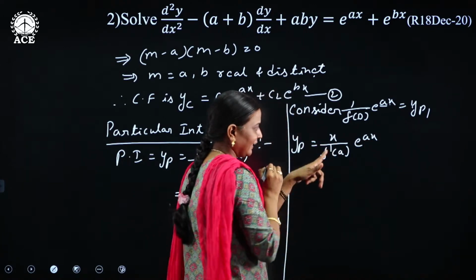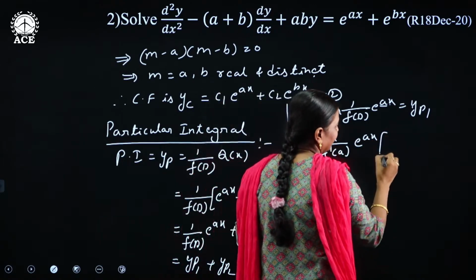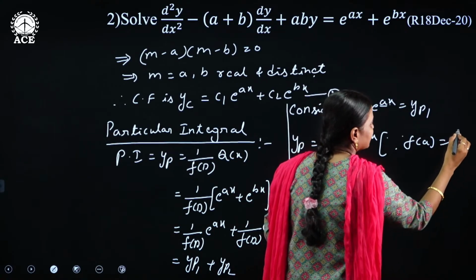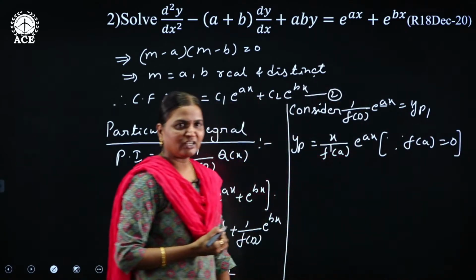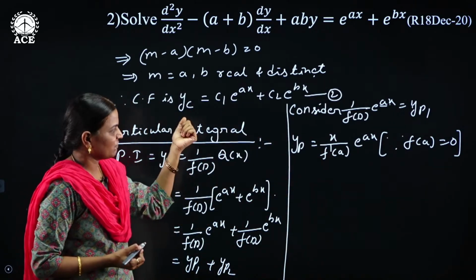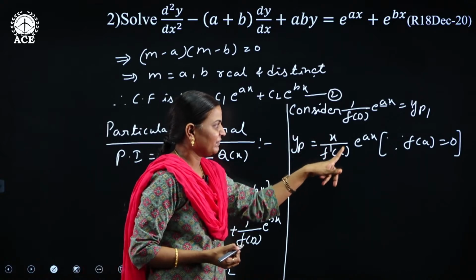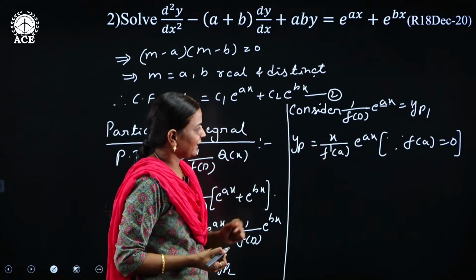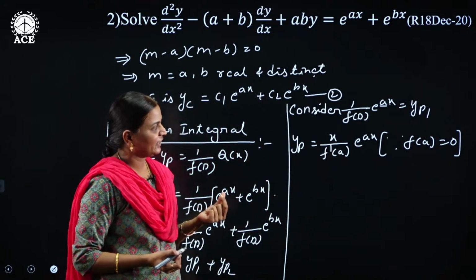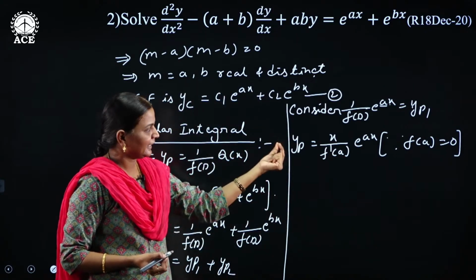Why am I writing directly x by f dash of a? Here, what is the condition? The condition is f of a is equal to 0. When the functional value is equal to 0, follow the first step. What is the first step? x by f dash of a into e power ax. What is the f dash of a? First differentiate f of d and then replace d by a.